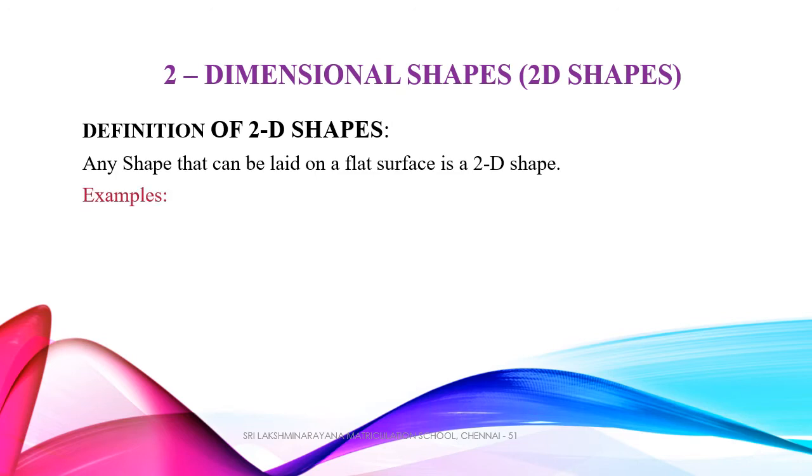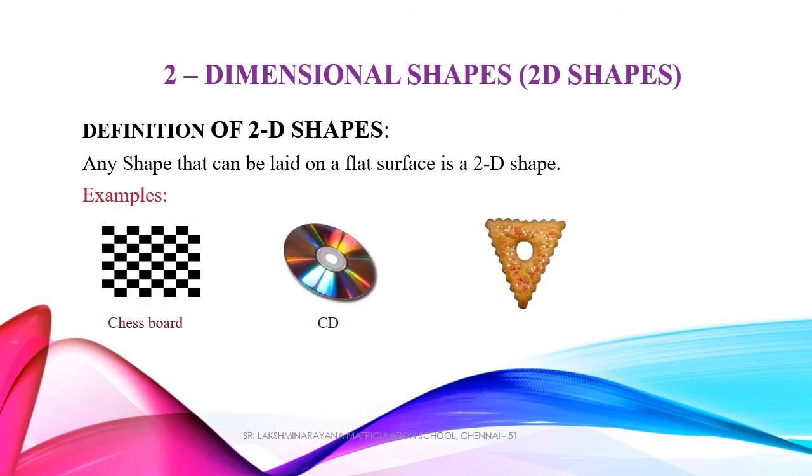Let's see the practical examples of 2D shape. Chessboard, CD and triangle biscuit. These are the practical examples of 2D shape.